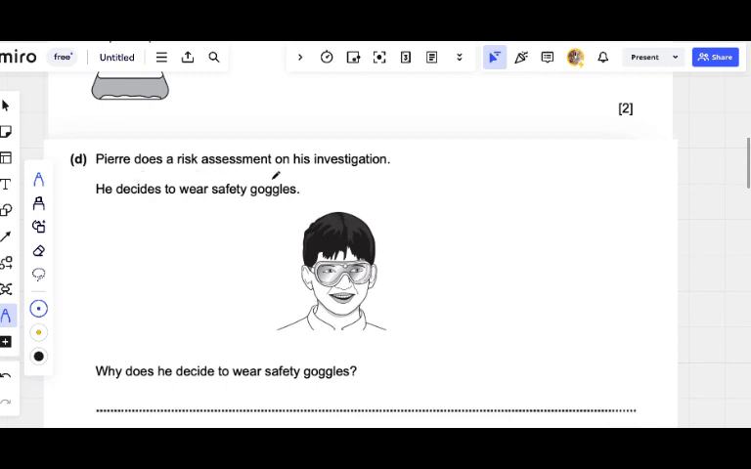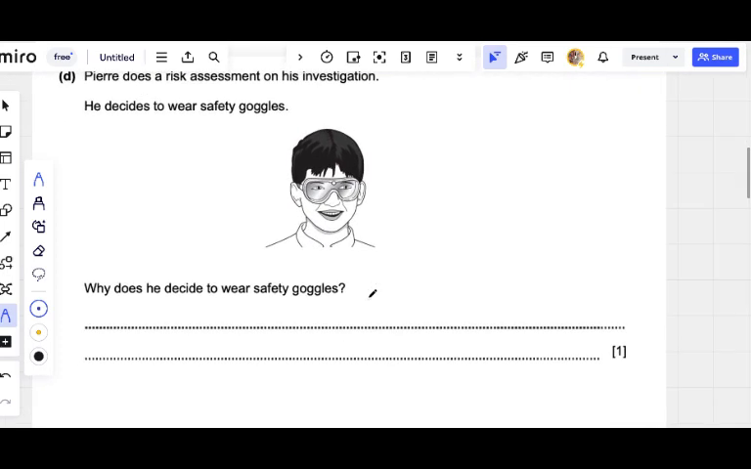Perry does a risk assessment on his investigation. He decides to wear safety goggles. Now, why does he decide to wear safety goggles? To avoid acid splashing into his eyes, to avoid eye contact with the hot acid. You remember he heated the dilute hydrochloric acid and it became hot. To avoid eye contact with the hot acid.